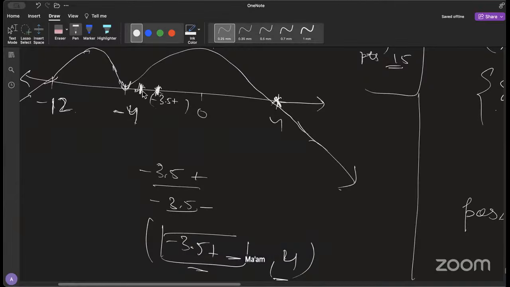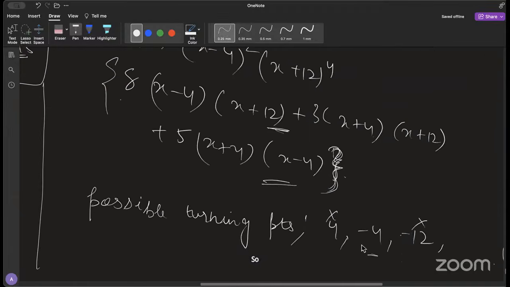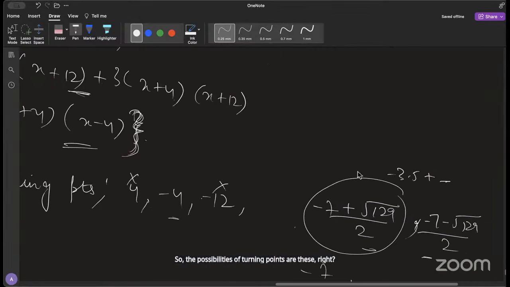Ma'am, there, the two points where we wrote minus 3.5 plus, at those two points the line did not cut, so they are not turning points, na ma'am. No. What is happening here is that you have two points. So the possibilities of turning points are these, right? So you only have two turning points left other than these three.